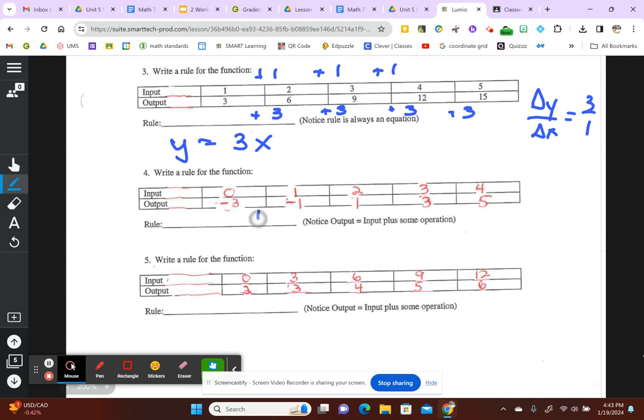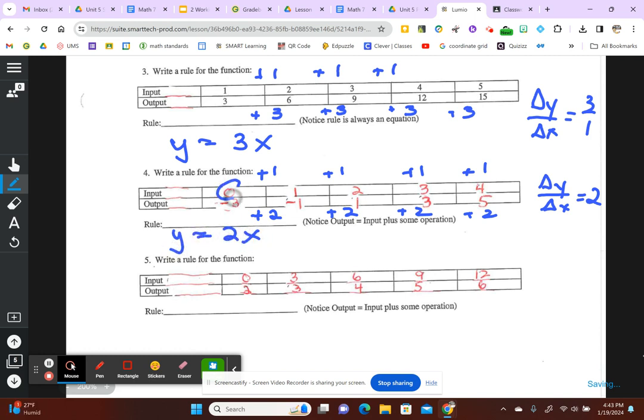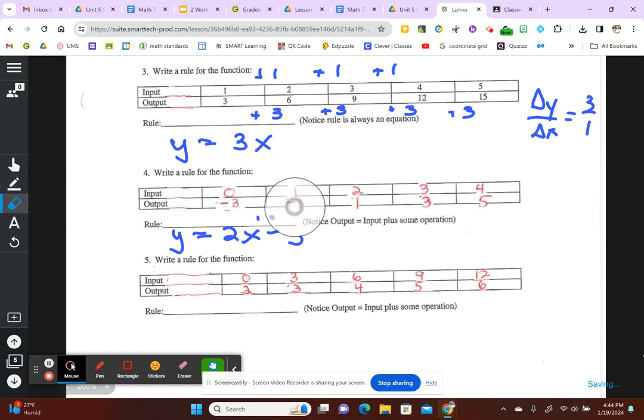So now I'm going up by 2, up by 2, up by 2, up by 2. And here I'm going up by 1, up by 1, up by 1, up by 1. So my change in y over my change in x is 2. So I know it starts out as y equals 2x, but there might be more. Now I look and I was like, well, if x is 0, 2 times 0 is 0, not negative 3. What do I have to do to 0 to turn it into a negative 3? Well, I have to subtract 3. So I'm thinking maybe that's my rule, and now I have to go test it.